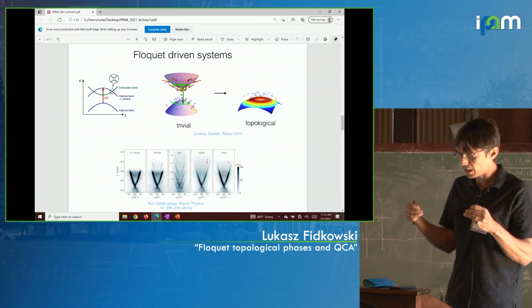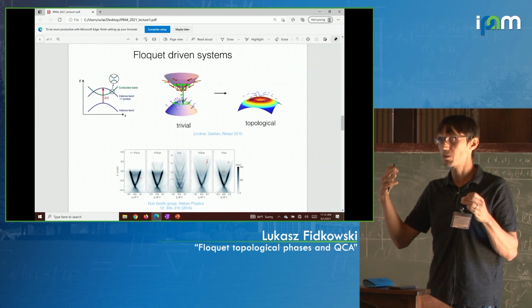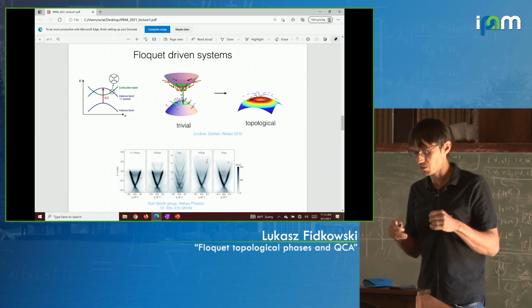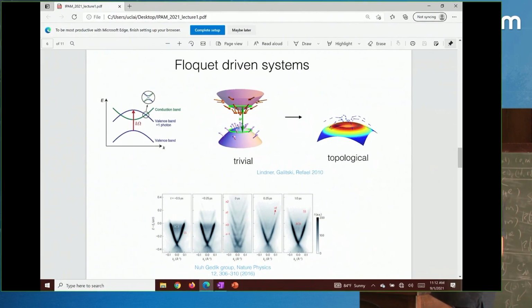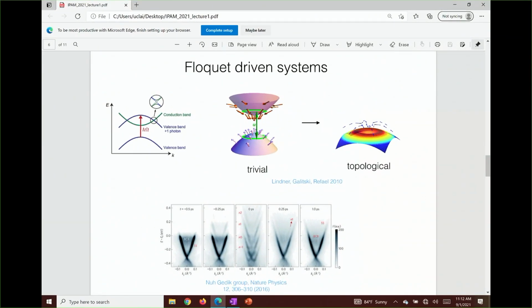And this is just the idea of adding a Floquet drive. Floquet is just a fancy word for time periodic. So it's just adding a perturbation to the Hamiltonian, which is periodic in time. Okay, so that's just another knob that you can turn on. And why would you want to do this?